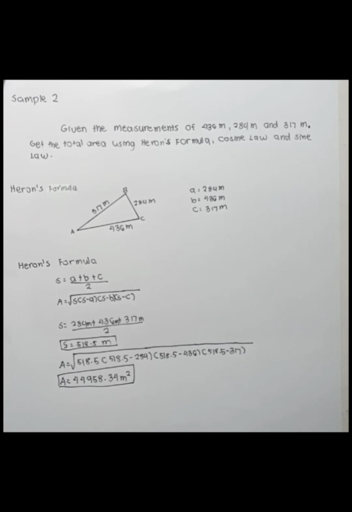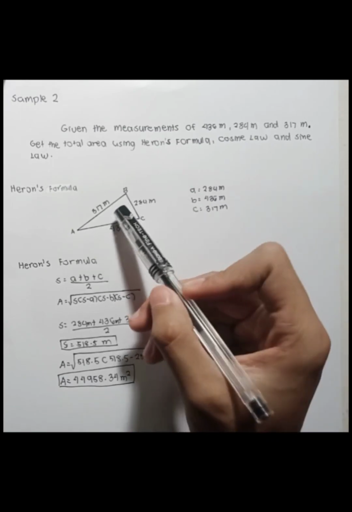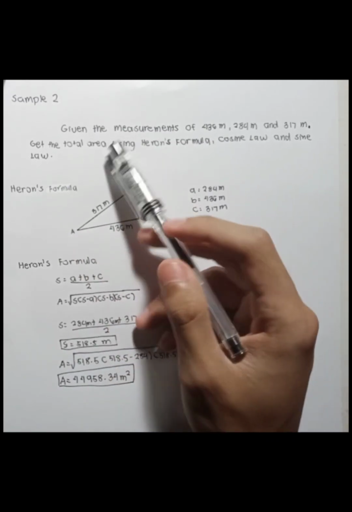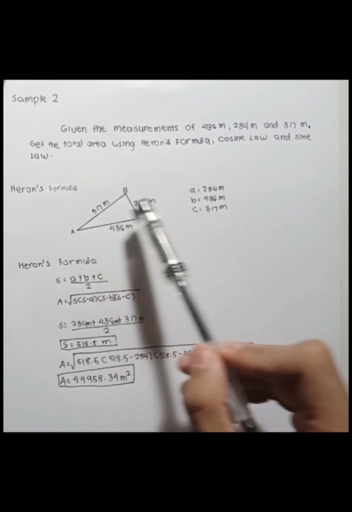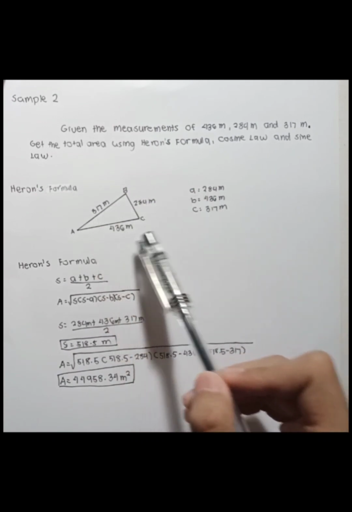Let's start. For sample number 2, given the measurement of 436 meter, 284 meter, and 317 meter, get the total area using Heron's formula, cosine law, and sine law. Okay, I will use Heron's formula. So this is our representation for this given measurement. Okay, so 317 meter, 284 meter, 436 meter.